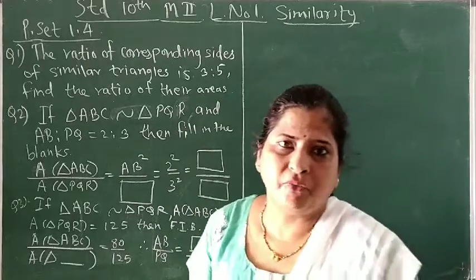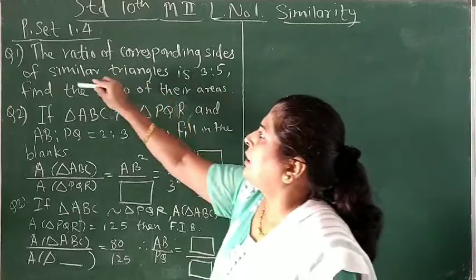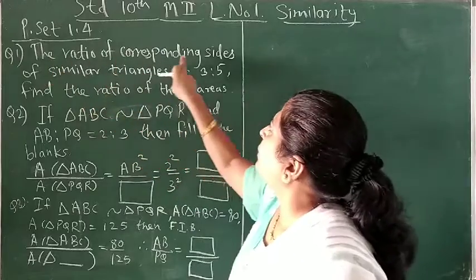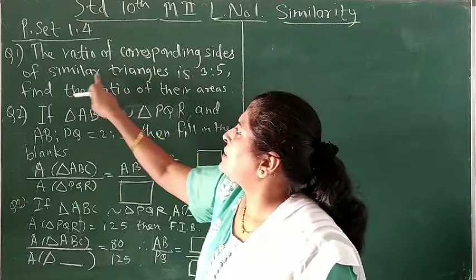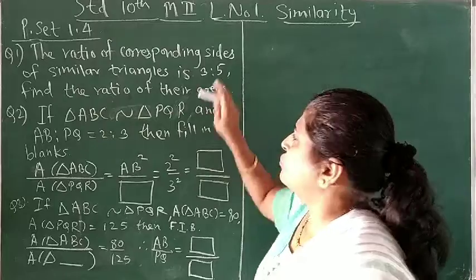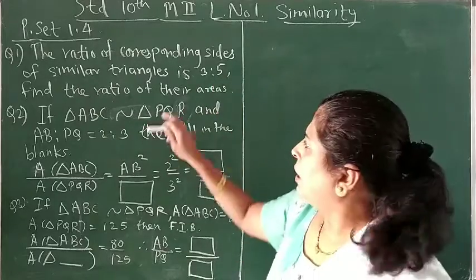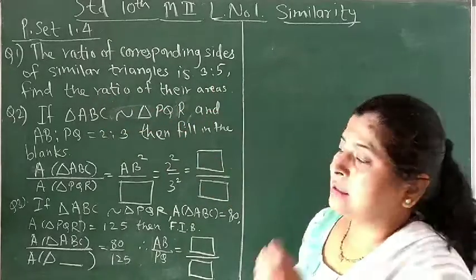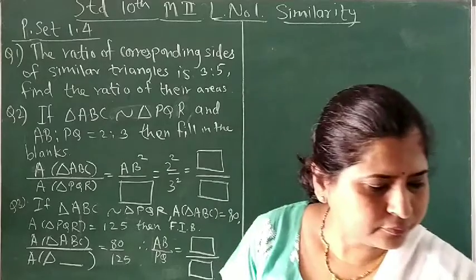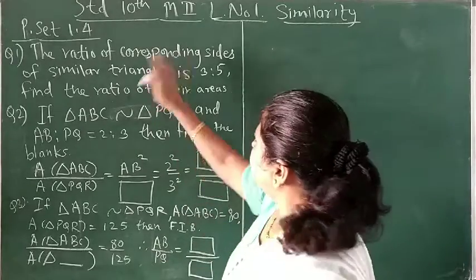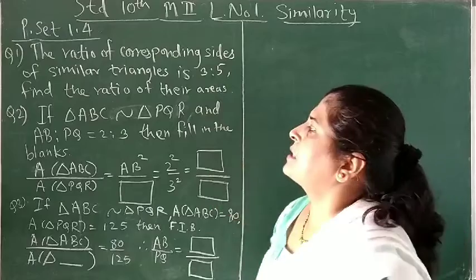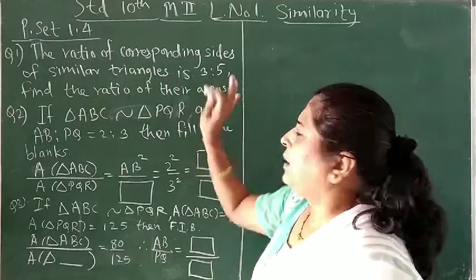Let's see question number 1. Let's read. The ratio of corresponding sides of similar triangles is 3:5. So, find the ratio of their areas. So, there are two triangles which are similar, and their corresponding sides ratio is given to us. And we have to find the ratio of their areas.